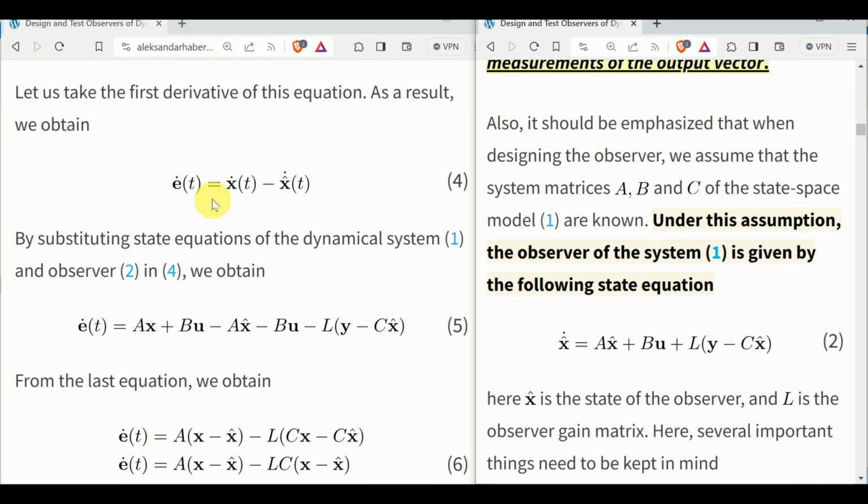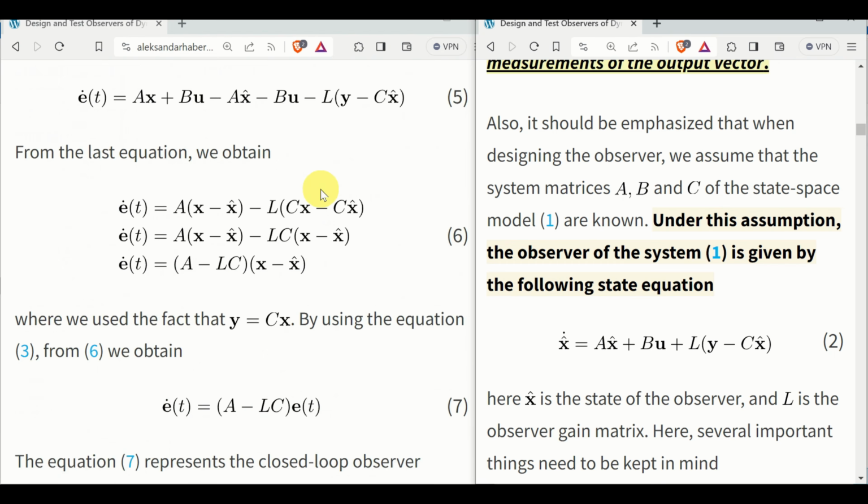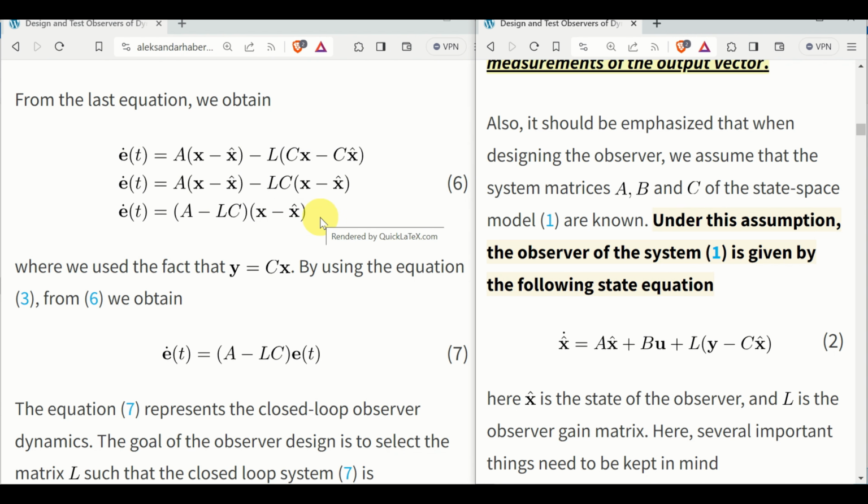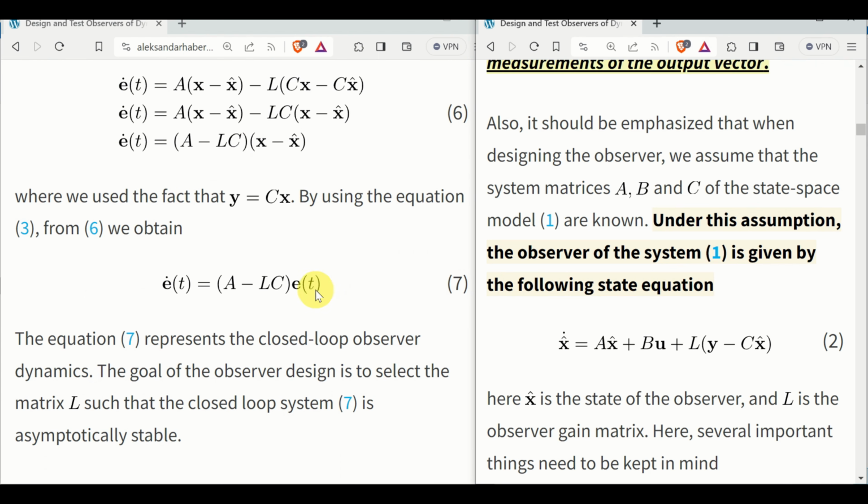Next, let's use the definition of the error given over here. We can observe that this part is actually the error, and we can write the error instead of this part. This equation represents the closed-loop observer dynamics. The goal of the observer design is to select the matrix L such that the closed-loop system given over here is asymptotically stable. This means that for any initial value of the error, it will asymptotically approach 0. This means that our state estimate will asymptotically approach the true system state.